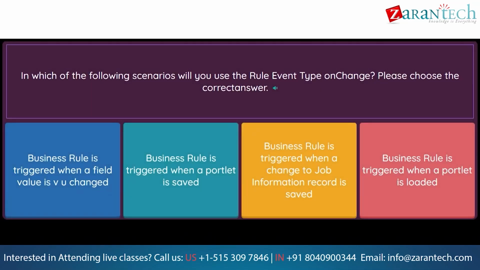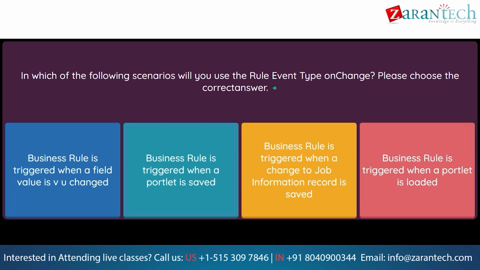Question: in which of the following scenarios will you use the rule event type on change? Please choose the correct answer. Option 1, business rule is triggered when a field value is changed. Option 2, business rule is triggered when a portlet is saved. Option 3, business rule is triggered when a change to a job information record is saved. Option 4, business rule is triggered when a portlet is loaded.